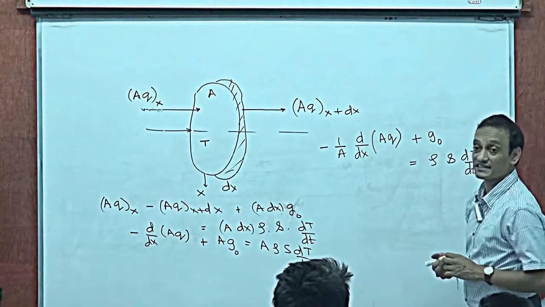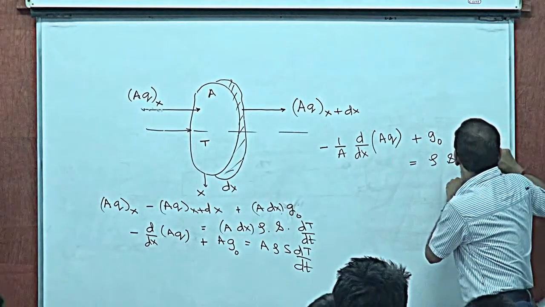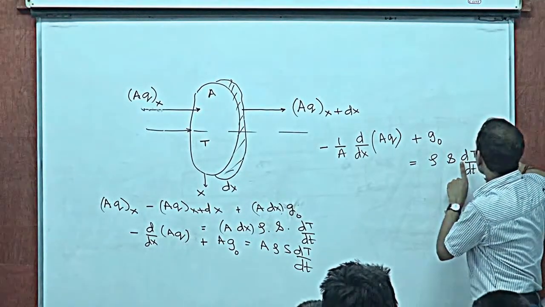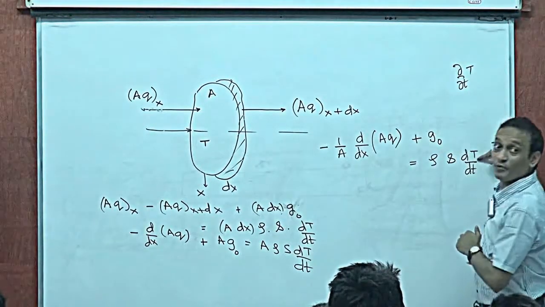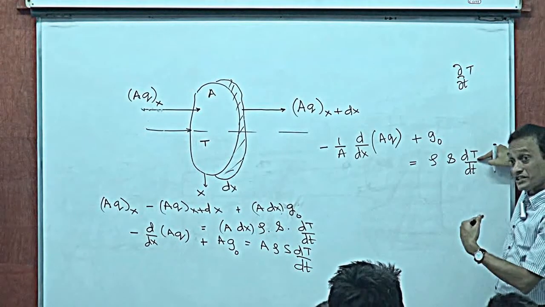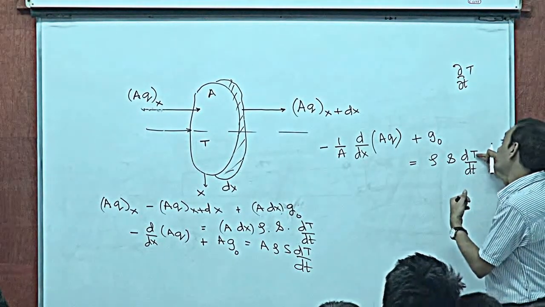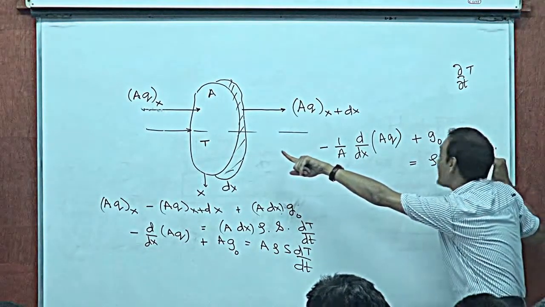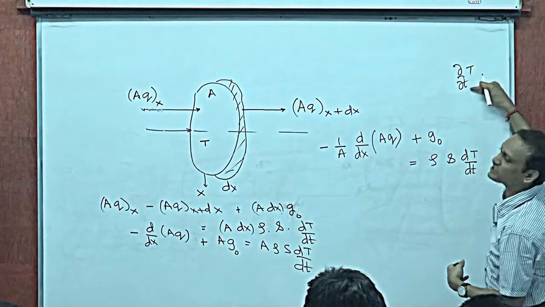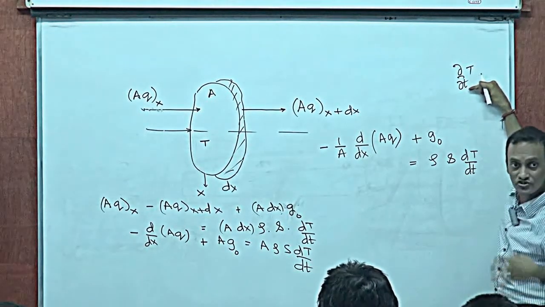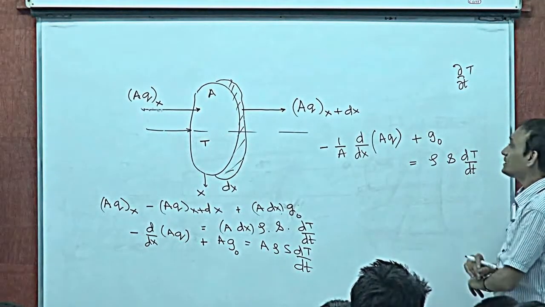Actually, to be very strict about things, this should have been partial T of T, because T is a function of both x and t. Temperature is a function of x and t. But what we are looking at is rate of change of T at this x with time. So it should have been written as partial derivative of temperature with time. That is how strictly I should have mentioned the whole thing, right? But then it's all right. If you understand what I'm implying, that's okay.